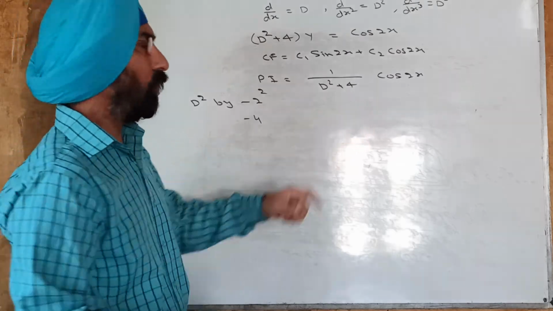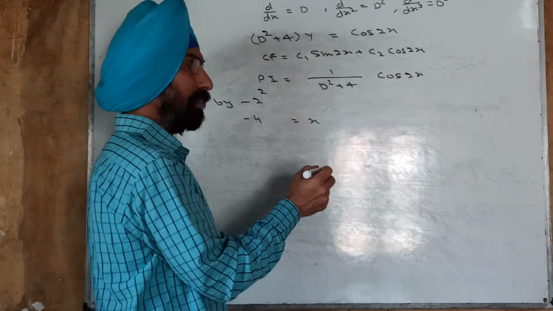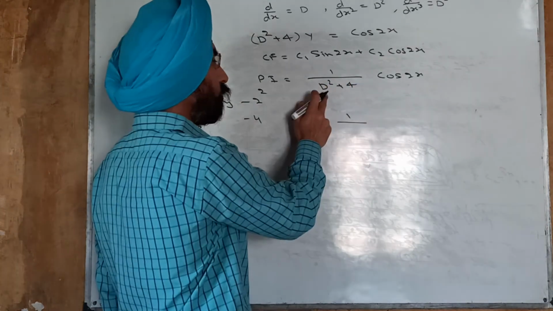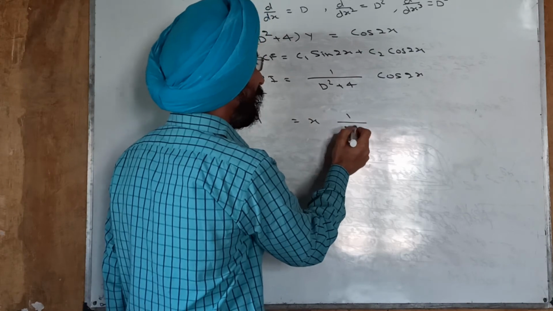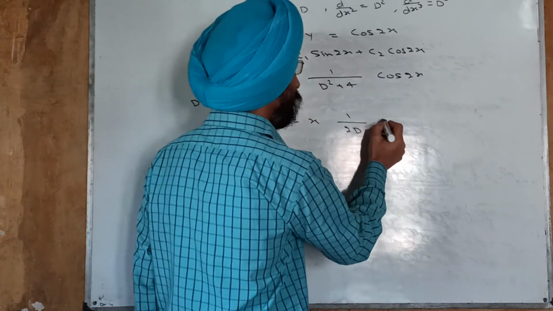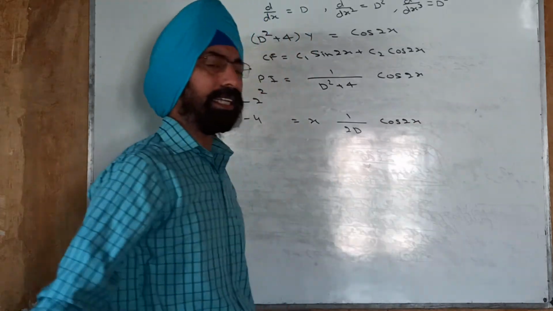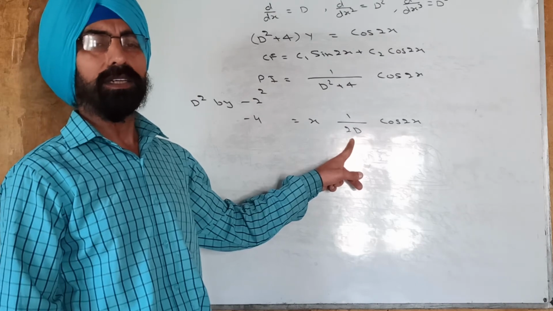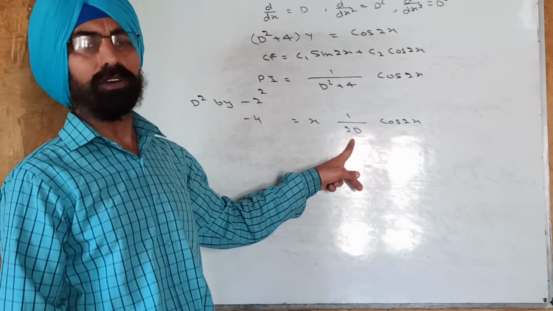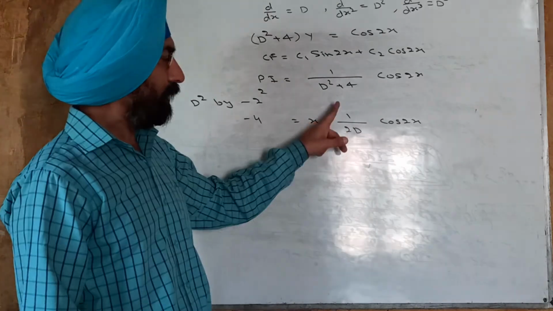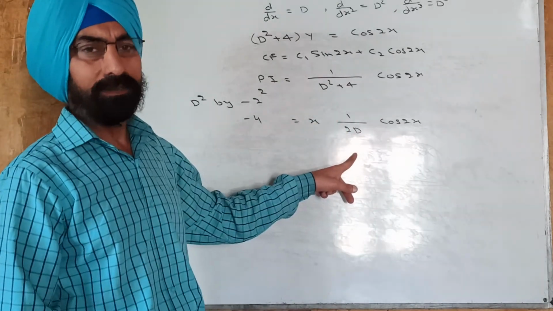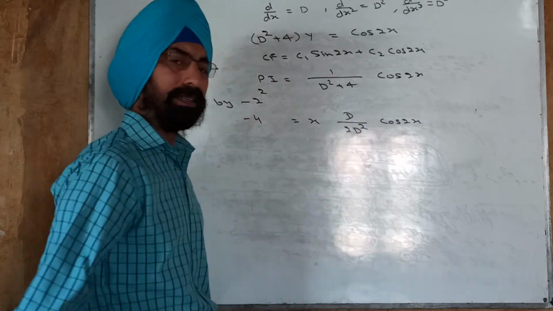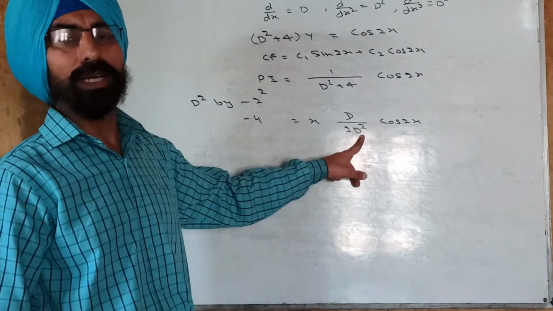In case of failure, what do we have to do? We will write x here and then differentiate the denominator with respect to D. So the derivative of D square is 2D and the derivative of 4 is 0. So it is x upon 2D cos 2x. There is no D square or power of D square in the denominator. To make it D square, what we have to do? Multiply the numerator and denominator by D. So you will get D in the numerator and D square in the denominator. Now once again you have D square in the denominator.